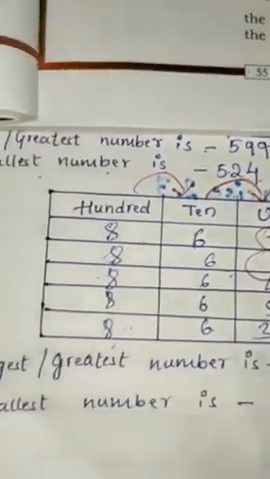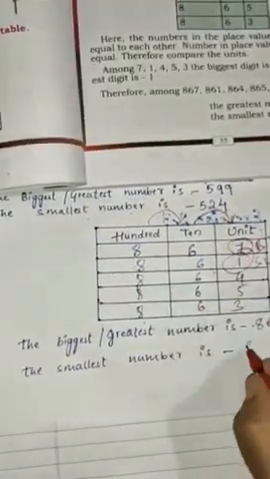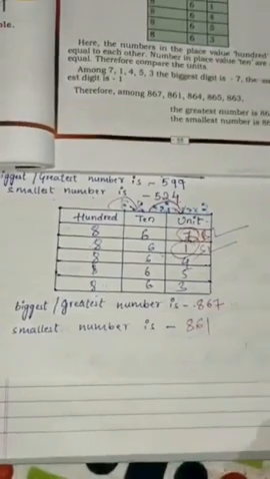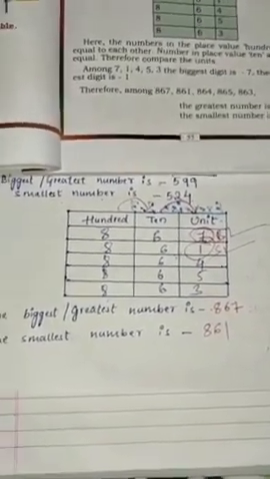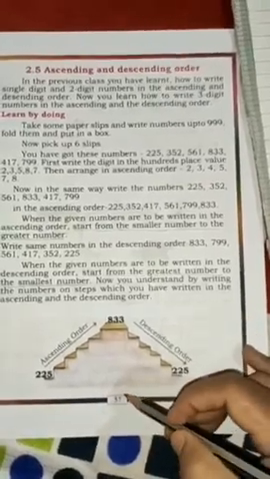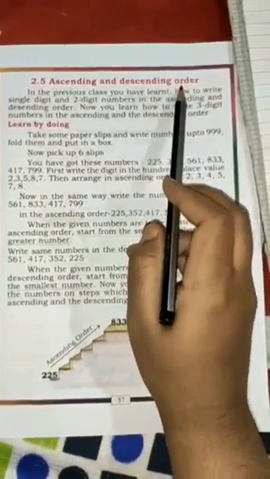So which is the smallest number now? 861. 861 is the smallest number. Understood, children? Okay. Now open page number 57. Let us start one more new concept, that is ascending and descending order.